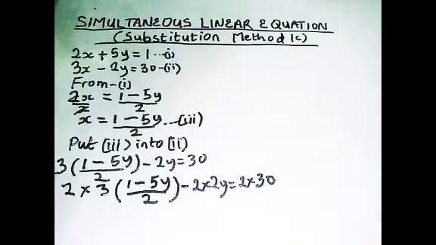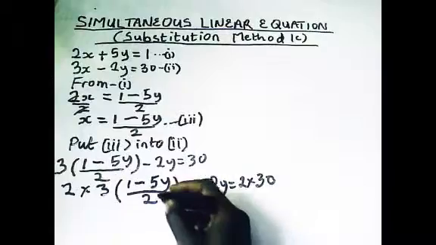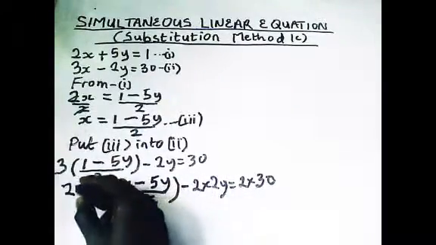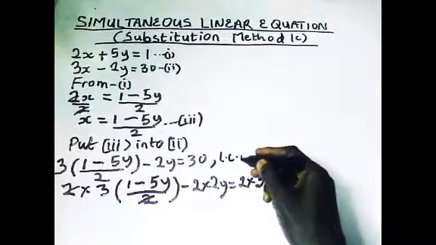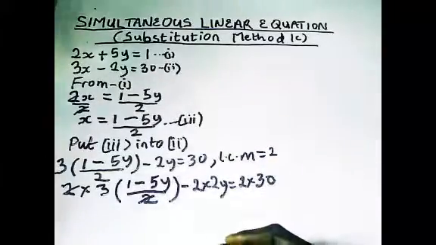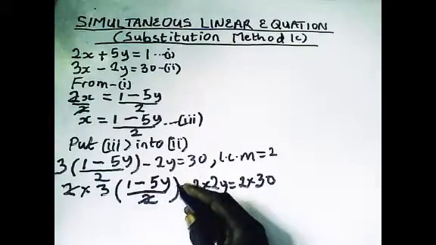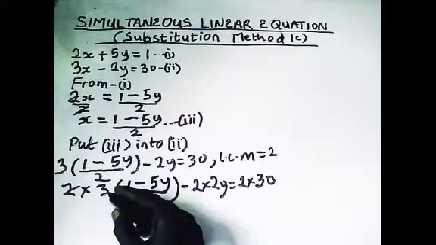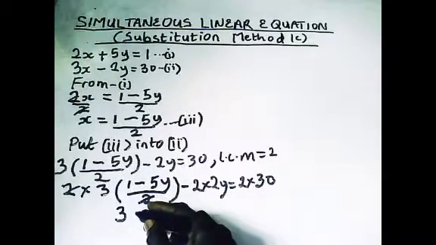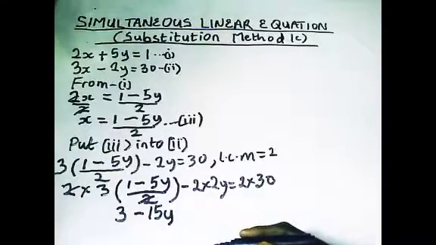I believe that step is quite easy for you to understand. So what do we do at this point? This 2 that is here, we cancel this 2, and that is the reason why we took the LCM, which gives us 2. All right, so we are left with 3, and 3 is multiplying into the bracket here. So 3 times 1 will give us 3, and 3 times minus 5y will give us minus 15y. That's what we have there.